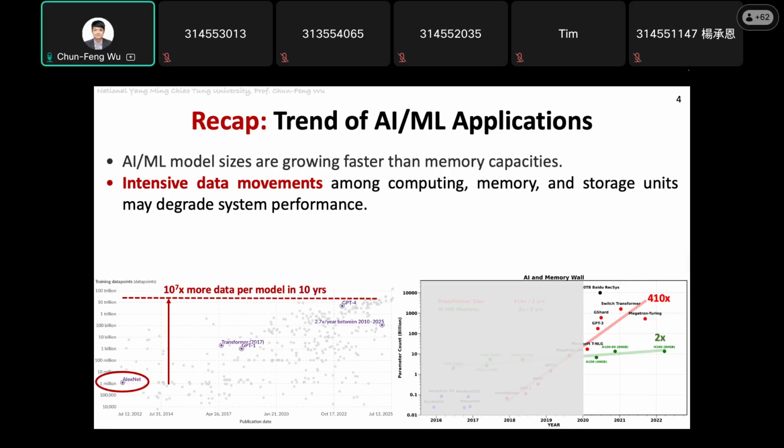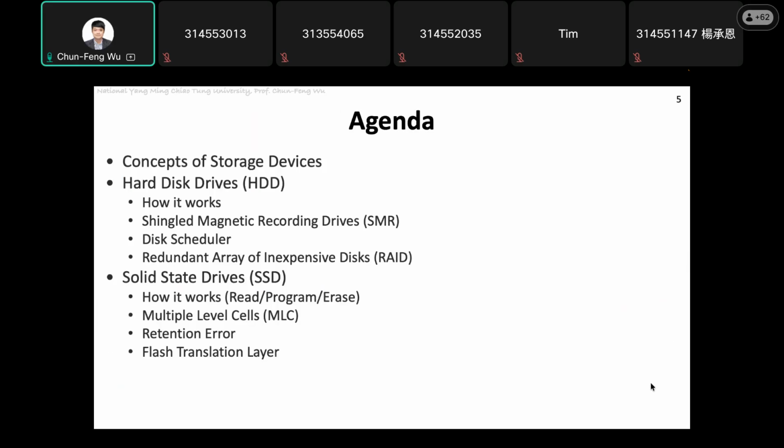So this course is going to let you know that there are different kinds of devices and what the hardware-based operations are for those kinds of hardware. Okay, so this is our agenda for the following few weeks.